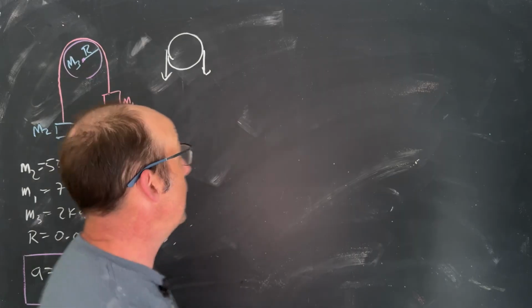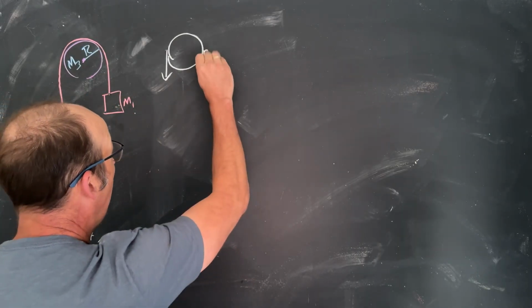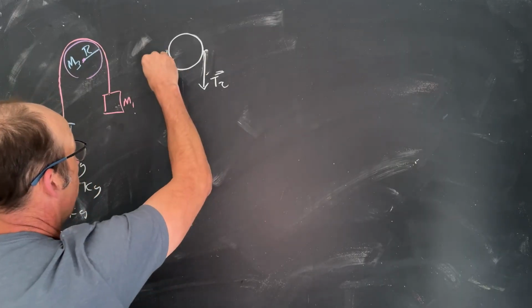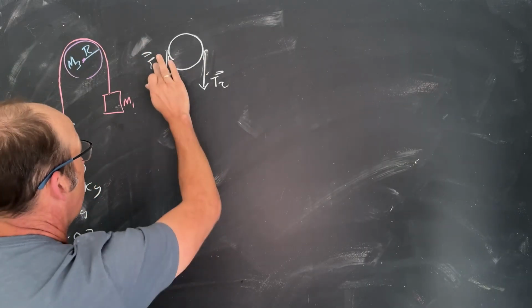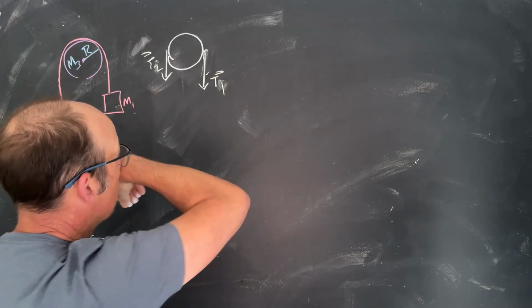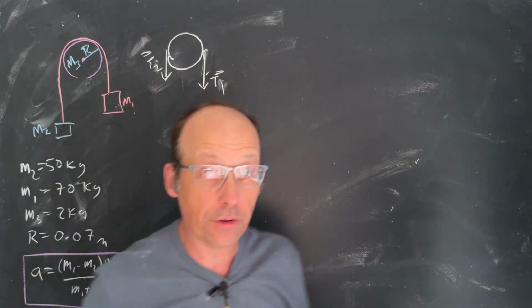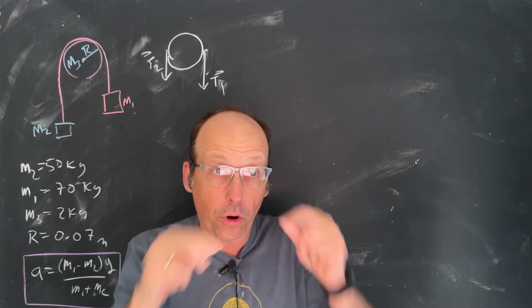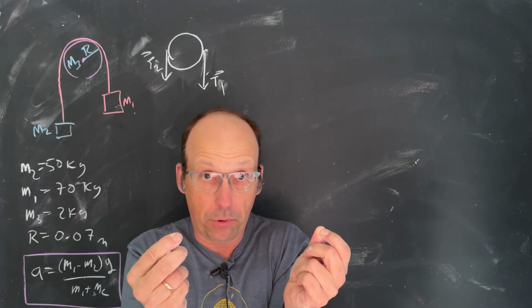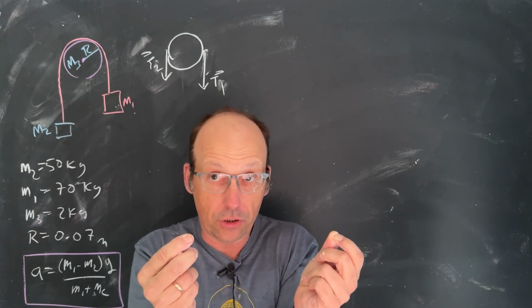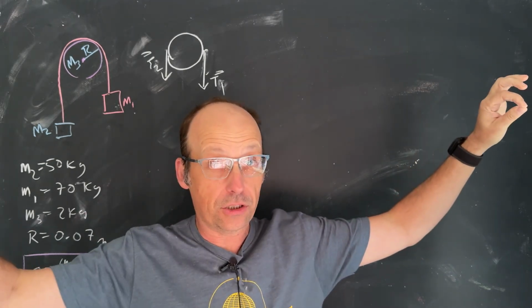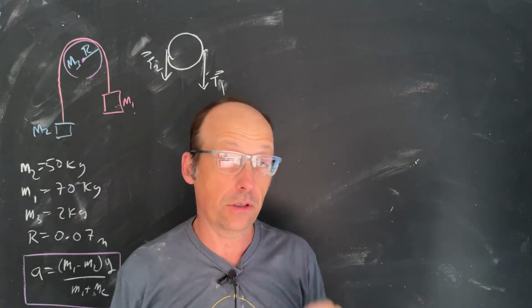So what we actually get is non-equal tensions. We'll call this T2, and we'll call that T1. No, I'm going to call that T2, because that goes with mass 2. So the tension is no longer the same. And how does that work? Well, there's some friction between the string and the pulley, and that friction exerts a torque. So we can have that one massless string with different tensions on the two sides.